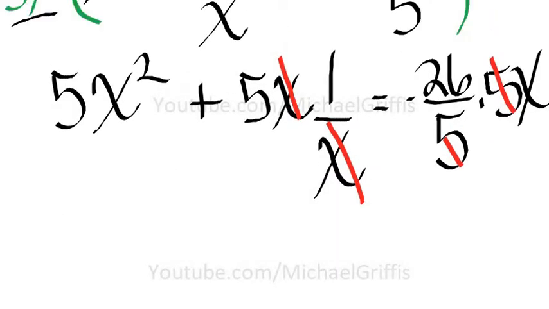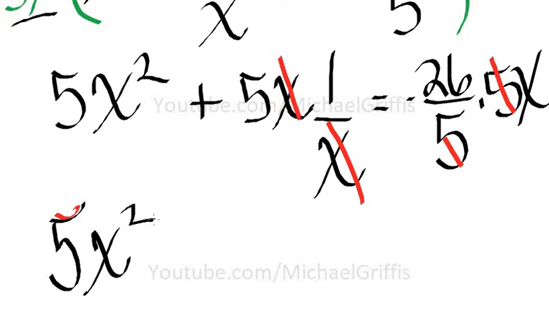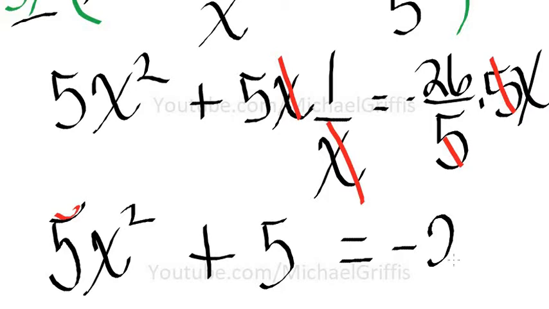So now we're going to be left with, using a different color, of course, 5x squared plus 5 is equal to negative 26x.